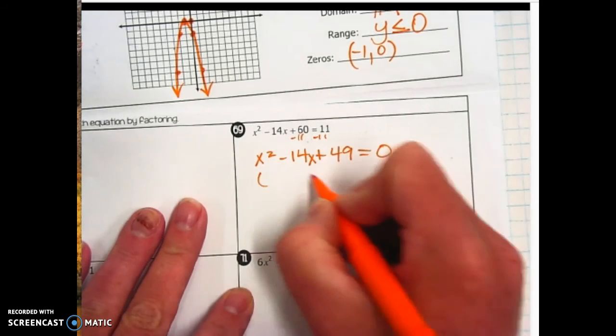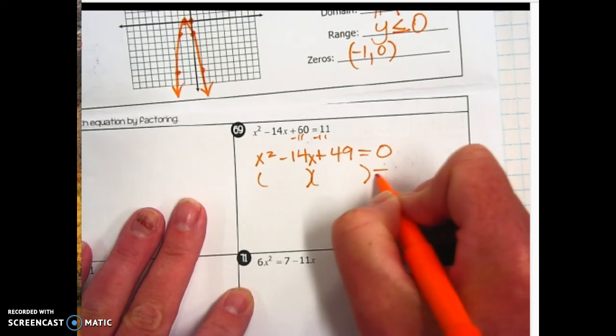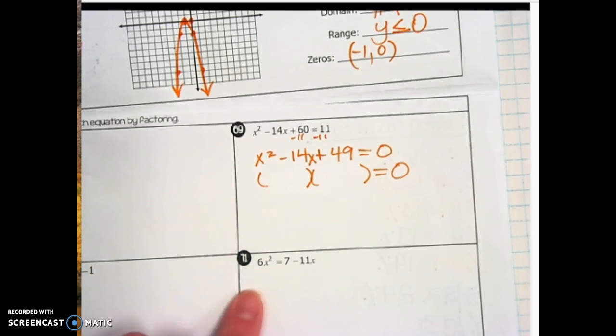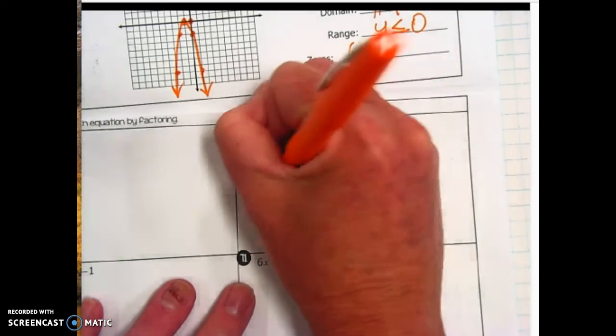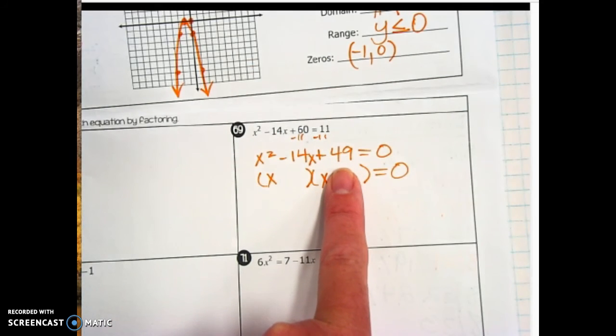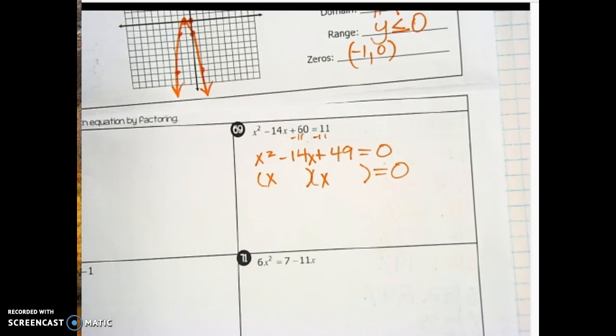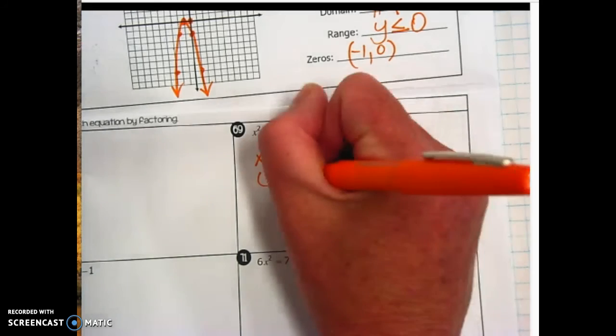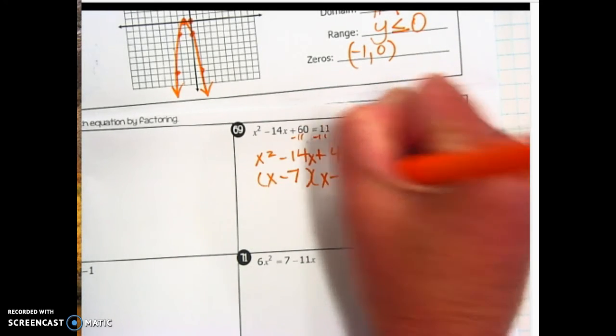And then we're going to factor. So you draw your two sets of parentheses for your binomial times your binomial. You take the square root of x squared, which is x and x. And then you want to figure out what two numbers multiply to get 49, but add or subtract to get negative 14. Negative 7 and negative 7, they just both happen to be the same, right?